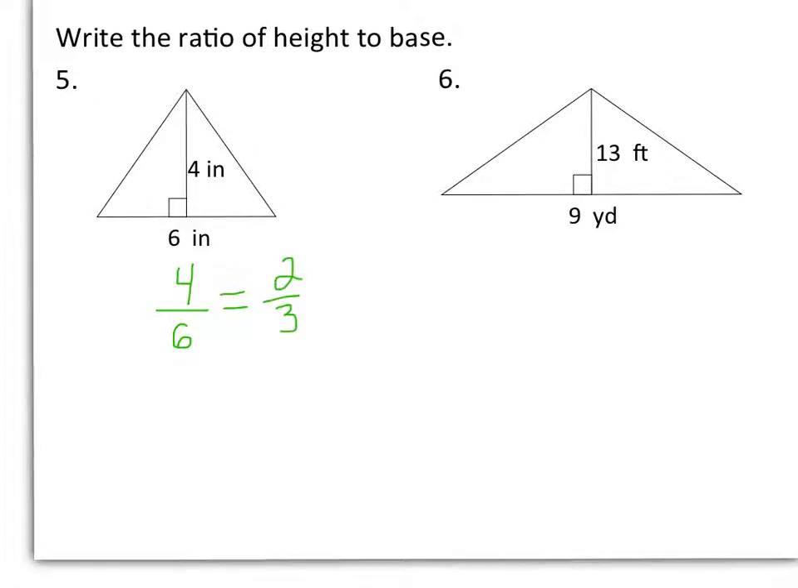In number 6, our height is 13 feet and our base is 9 yards. So I'm going to make our base 9 yards, which is the same as 27 feet. You want to make sure you have the same units before you write your ratio. So my ratio, height to base, would be 13 to 27.